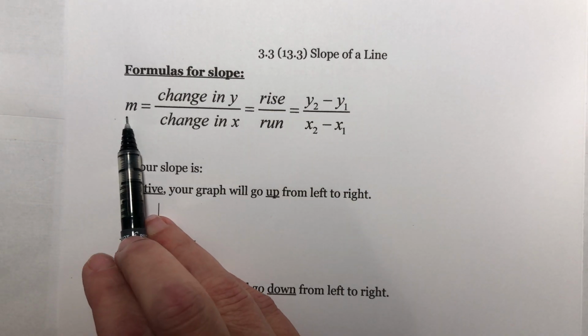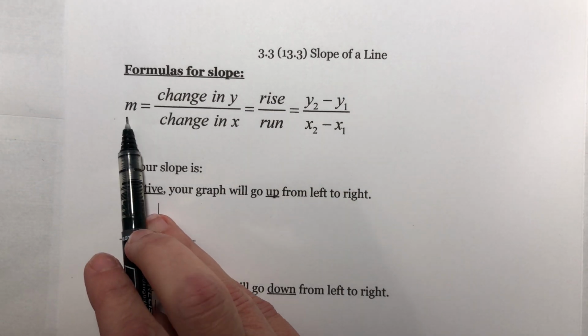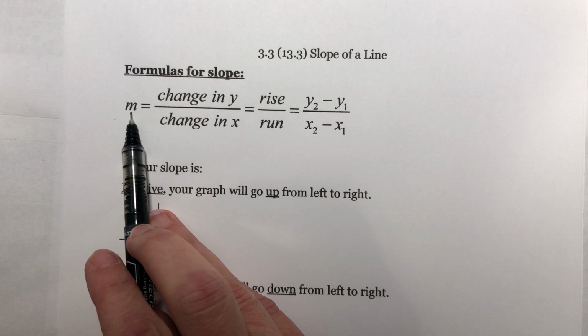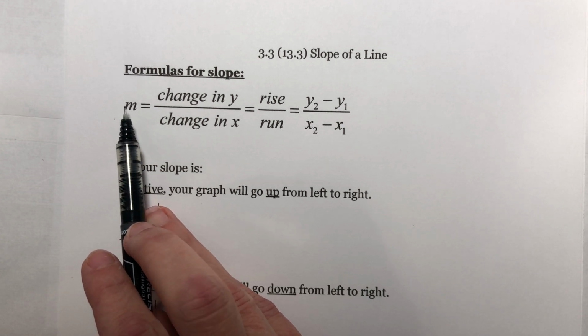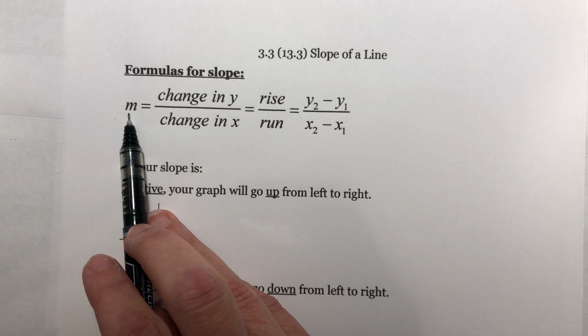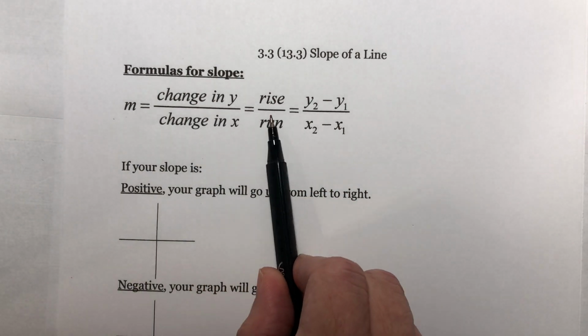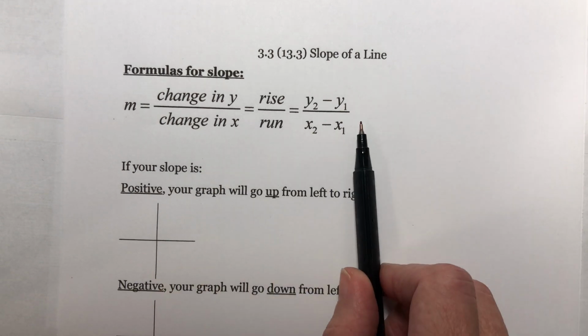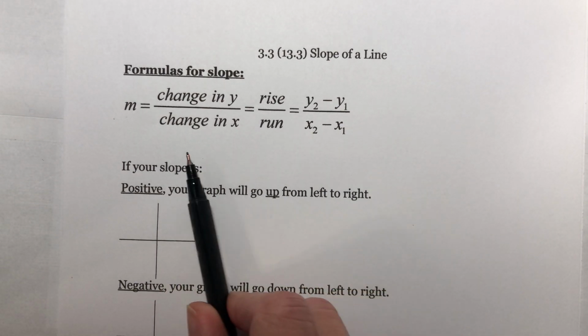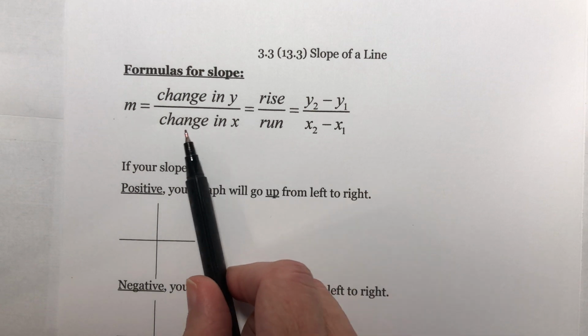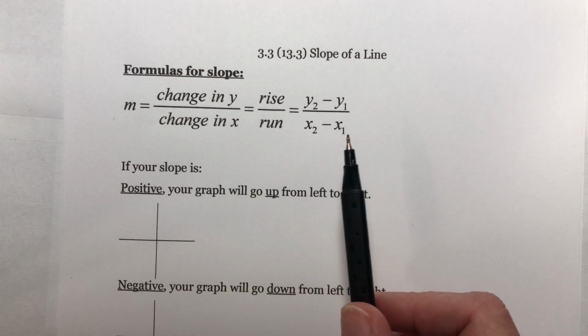First of all, we use the letter M for slope. I've been told this comes from the French word for slope. I've never looked it up, so I'm not positive that's true. Okay, so what we've got here is 3 different definitions of a slope. They're all technically saying the same thing. We kind of use them in different scenarios though.